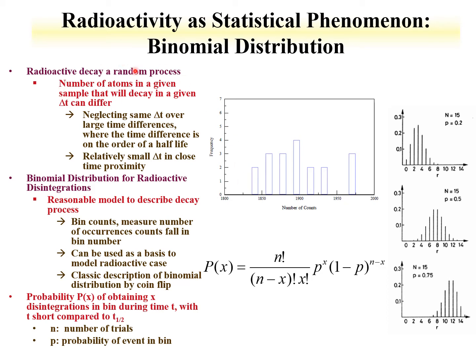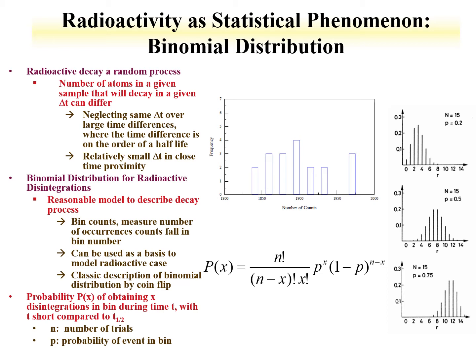So we've already discussed that radioactive decay is a random process. The number of atoms in a sample that will decay in a given time can differ because it's a random process. If we're counting over large time differences, on the order of the half-life, the numbers are going to tend to even out. This is really true for a delta t that's very different from the half-life. So this randomness gets washed out.